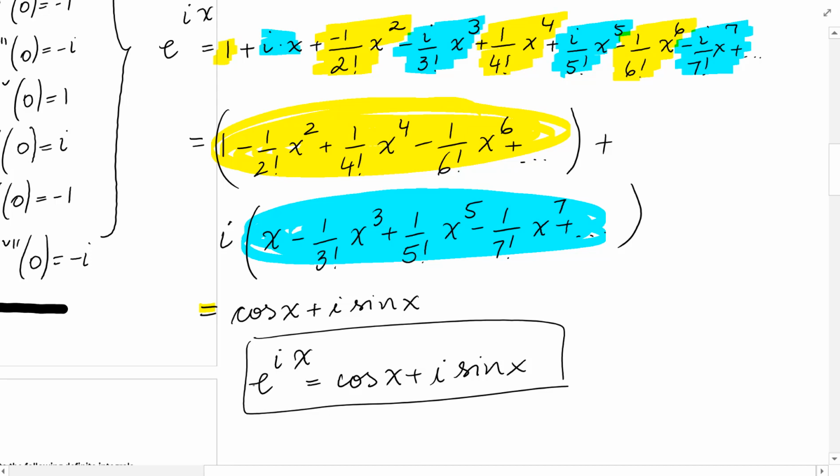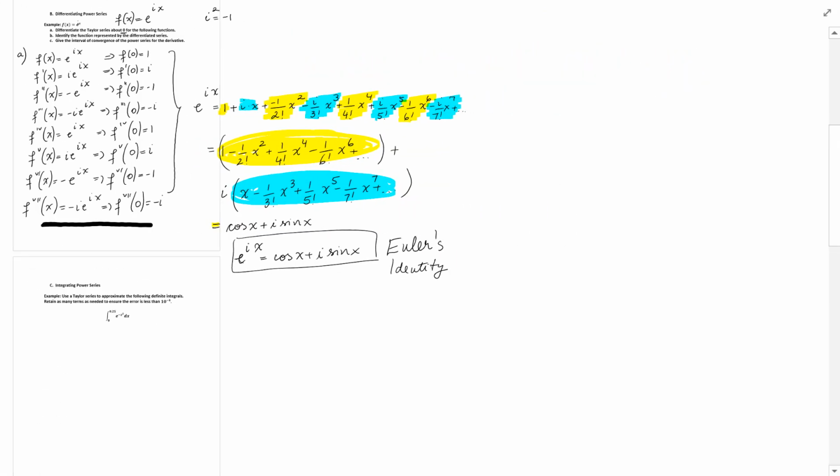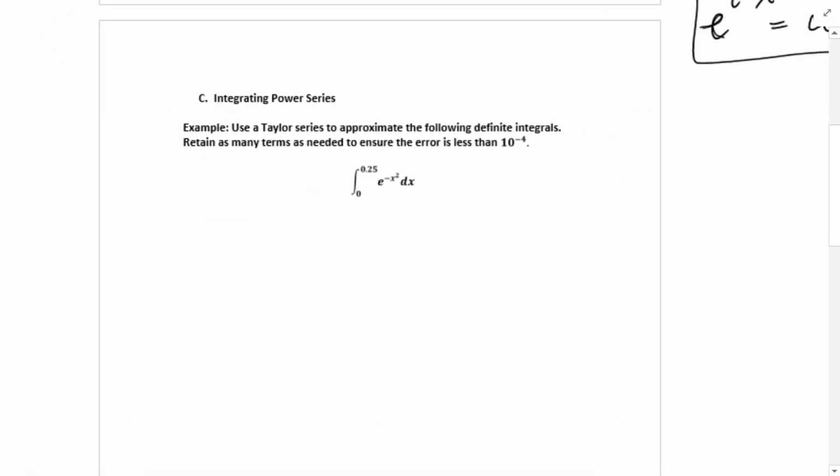You see, we change from an exponential function into a trigonometric expression. This is Euler's identity. And it's a really cool result that we were actually able to prove it using power series.